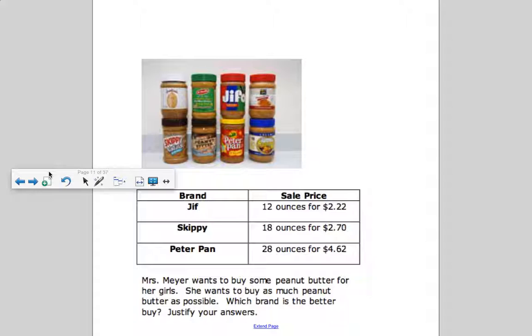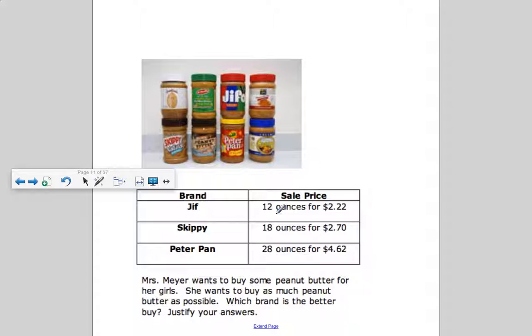So Mrs. Meyer wants to buy some peanut butter for her girls. She has 2 daughters. She wants to buy as much peanut butter as possible. Which brand is the better buy? Justify your answers. So Jif costs $2.22 for 12 ounces. Skippy costs $2.70 for 18 ounces. And Peter Pan costs $4.62 for 28 ounces.